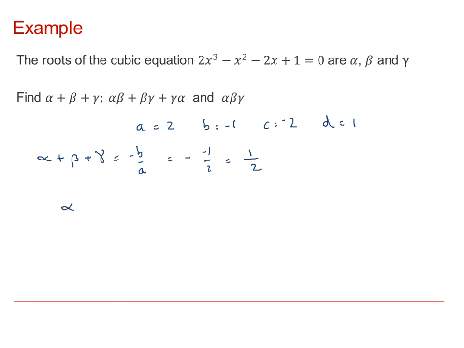The pairwise products sum alpha beta plus beta gamma plus gamma alpha is equal to c over a, so that's equal to negative 2 divided by 2, which is equal to negative 1. And finally the product alpha beta gamma is equal to minus of d over a, so that's equal to minus 1 over 2, so negative 1/2.